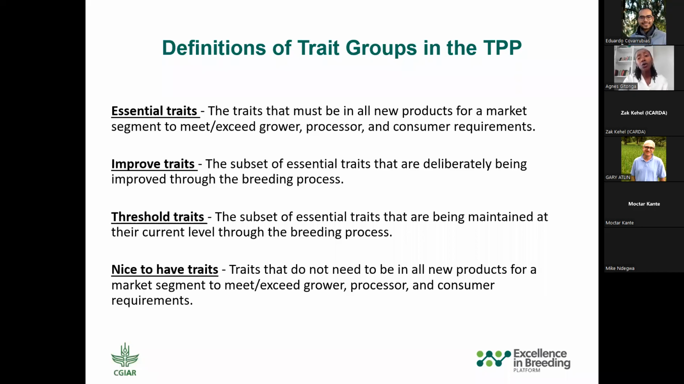So what is critical for the target product profile is a good understanding of the traits. We said we have two categories of traits: essential traits and nice to have traits. The essential traits are the must have. These are the ones that will really drive product adoption because they must be in all new products and they must meet or exceed growers' expectations, processors' and consumer needs, because that is what will really drive adoption.